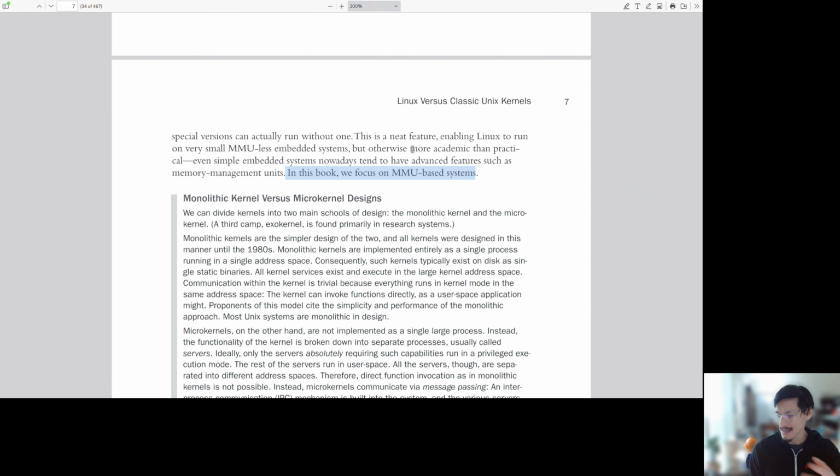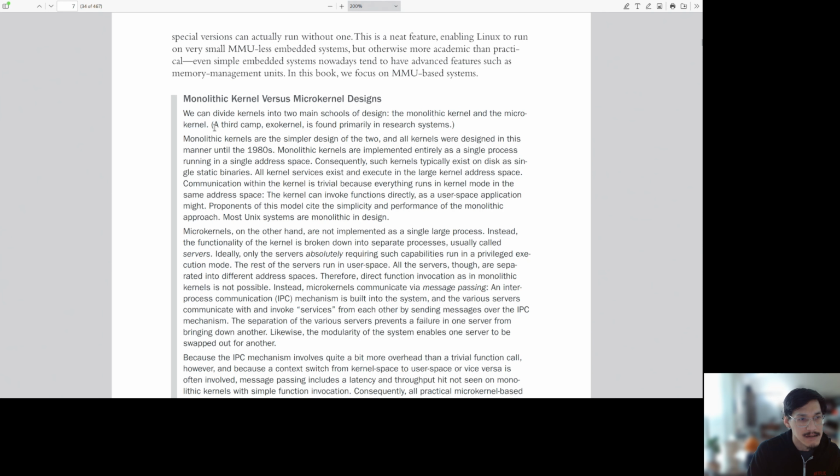Monolithic kernel versus microkernel designs. We can divide kernels into two main categories of design: the monolithic kernel and the microkernel. A third camp, exokernel, is found primarily in research systems. Well, forget about that. Let's just do the monolithic kernel and the microkernel.